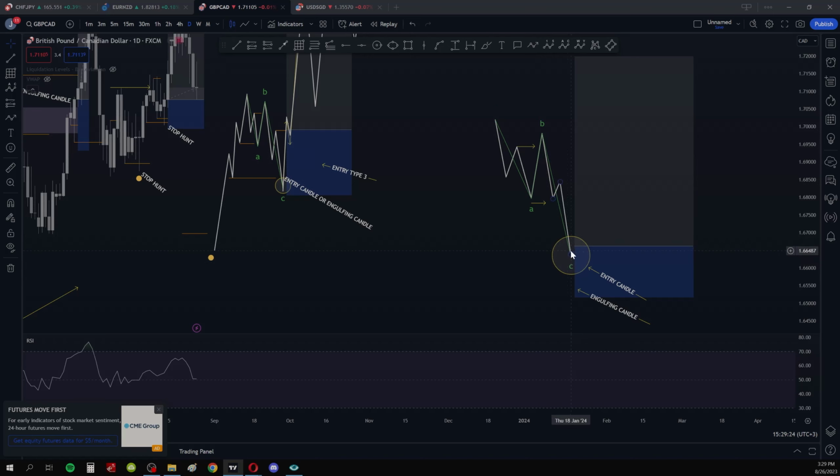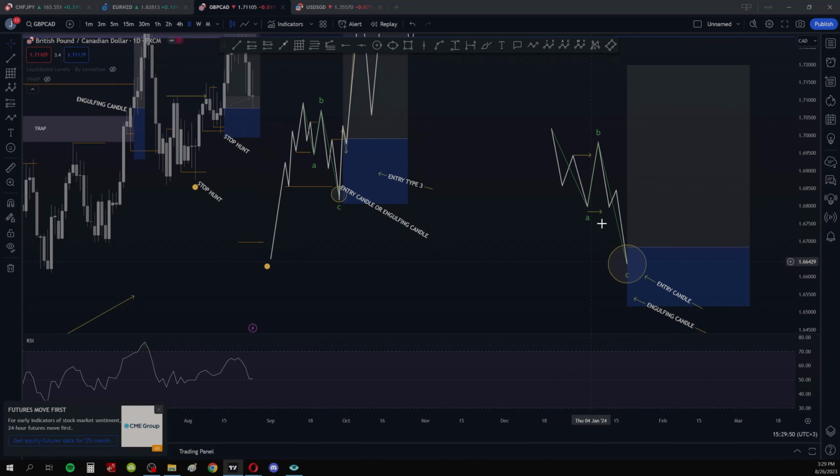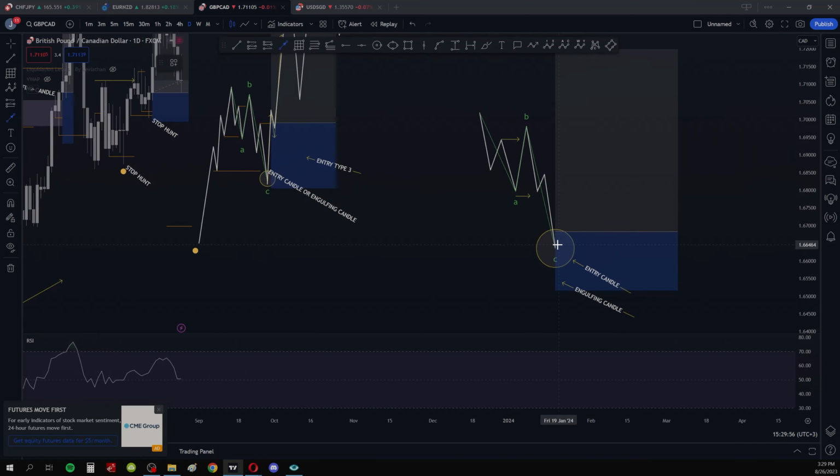But this C leg will not create this kind of pattern anymore. Okay, this manipulation will only happen in this first part of the correction. This one is going to be very fast, so you have to be ready to take the trade. And it can also be kind of scary because this move will be very big, but it will correct very easily and very fast. So if you miss, that's basically your fault, okay?